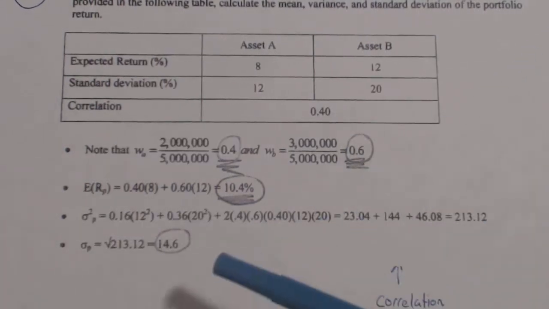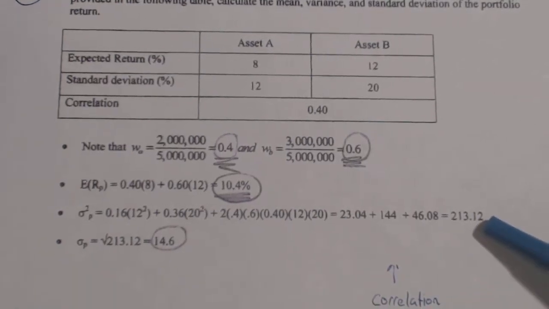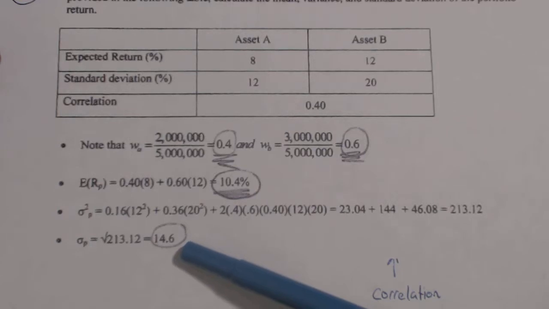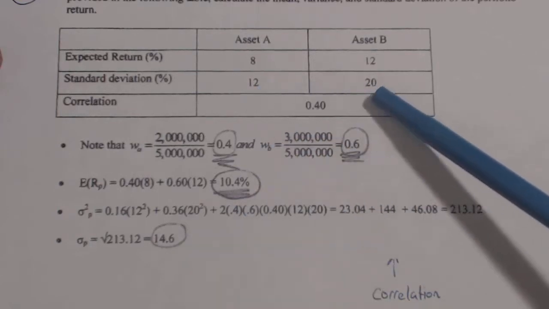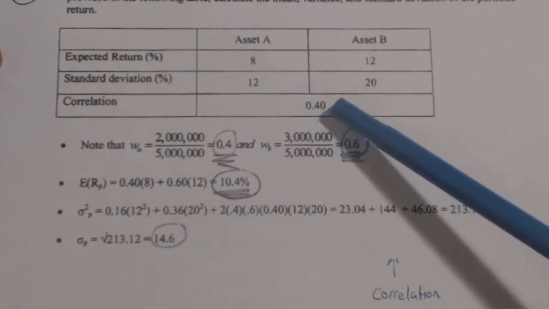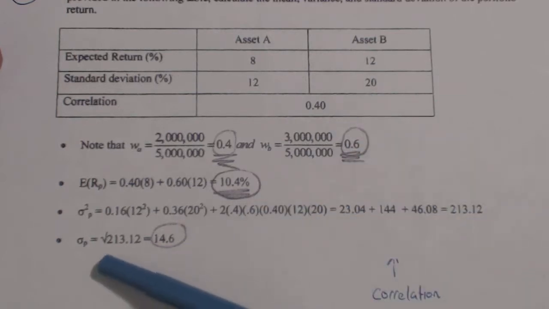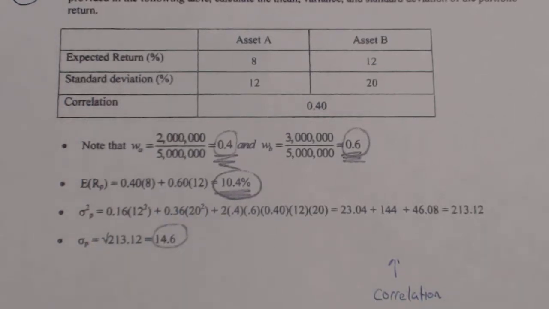Because remember, once you get the variance, which is 213.12, you can figure out the standard deviation for the portfolio. They gave you the standard deviation for each stock. They gave you the correlation between the stocks. But you could figure out the standard deviation for the portfolio right there, 14.6.